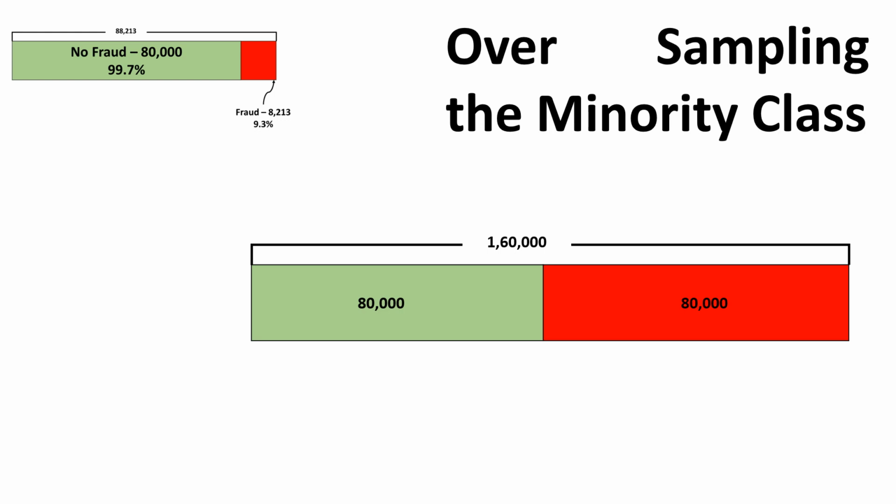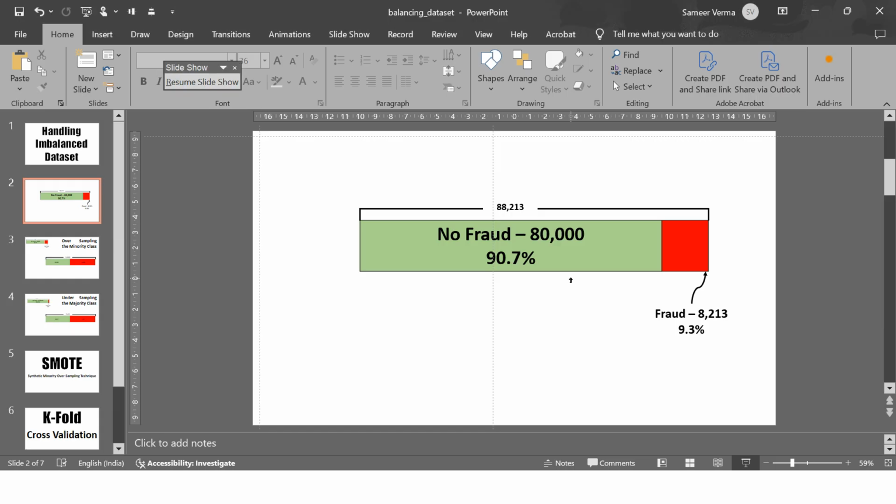It completely depends on you how many copies you want to create. I tried to make it equivalent to the number of genuine transactions. I had 80,000 genuine transactions and just 8,000 fraud transactions, so I duplicated those fraudulent transactions approximately 10 times randomly. That's how I ended up with this population and a 50% balance, and I'll be training my model on this and see how it goes.